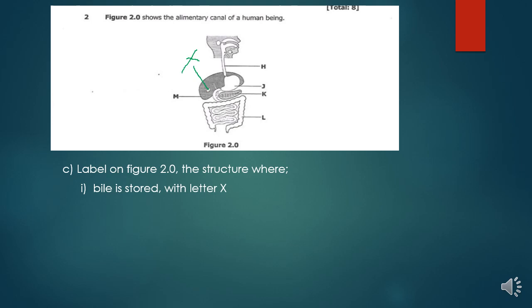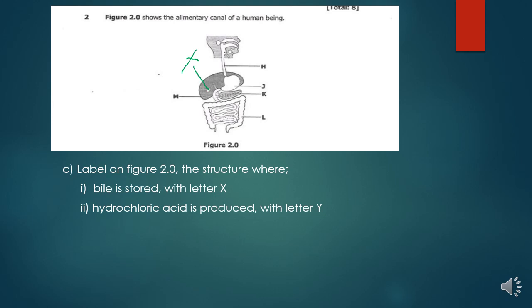Since I'm using a digital platform right now, I cannot directly label X, but I've drawn a line and labeled a very big X to show where bile is stored. Bile is stored in the gallbladder, and that is where you can find that answer.